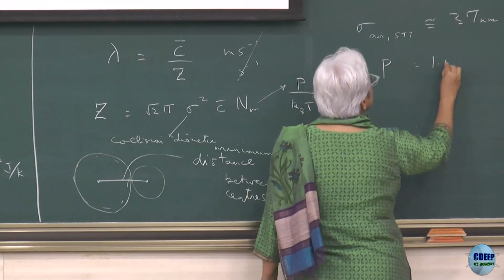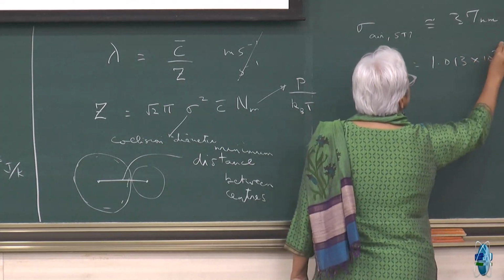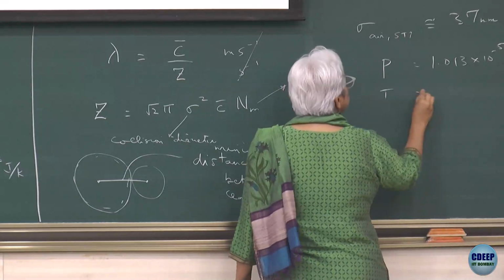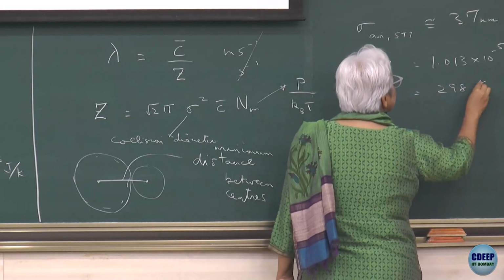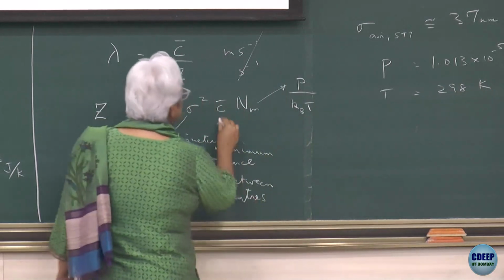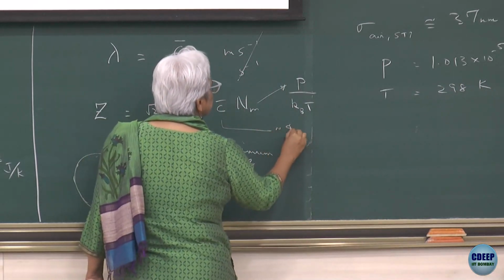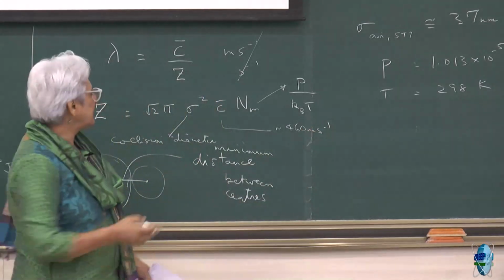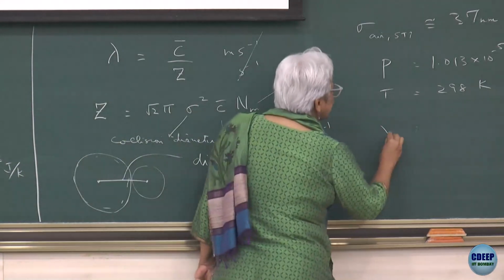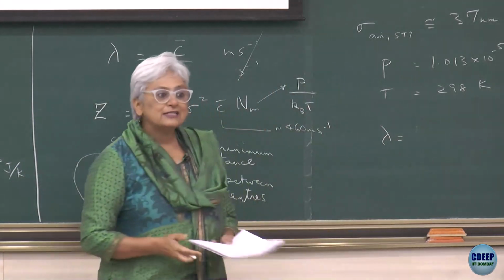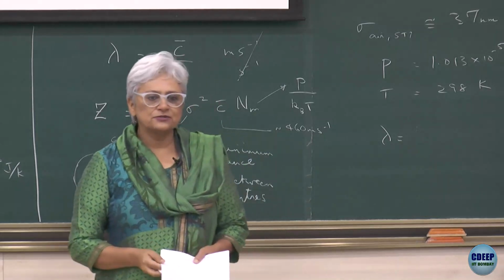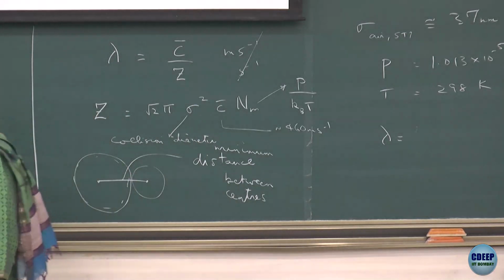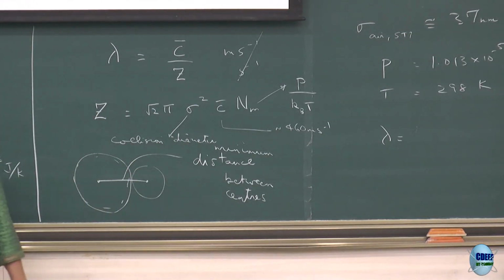So, this can be 1.013 into 10 to the 5 Newton per meter square. Kb we already wrote, T is 298 Kelvin, and we said that the mean speed is of the order of 460 or so meter per second, right. So, with these values, we can go ahead and calculate a value of mean free path of gas molecules in air, for example, by taking the mean molecular weight of air as 29.